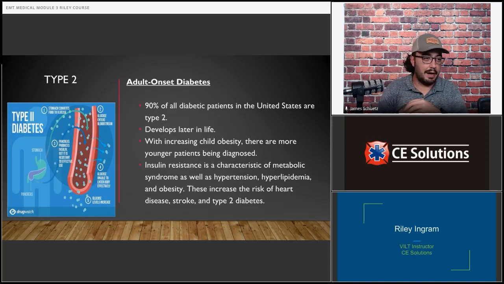Type 2 diabetes can develop later in life with increasing child obesity. There are more younger patients being diagnosed. For instance, when I went to paramedic school and EMT school, normal blood glucose levels were between 70 and 100, or 80 and 110. That was your normal parameters. Now, I think hyperglycemia is fasted over 130, right?